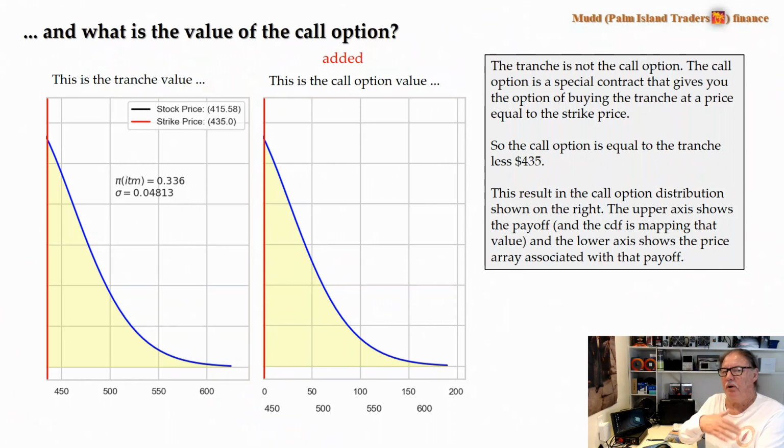So if you want to know the probabilities of getting that range past the strike price, then this upper axis on that integration is the way you do that. And the lower axis is just there for reference to show the price array associated with the payoff. So the actual payoff is indicated by the upper axis, and the price array associated with where that zero actually is is represented more or less on the bottom axis.